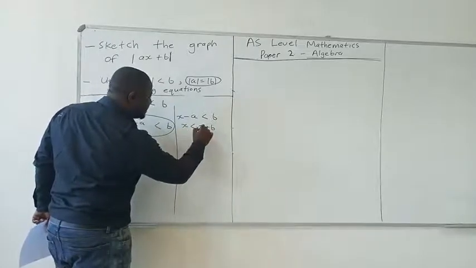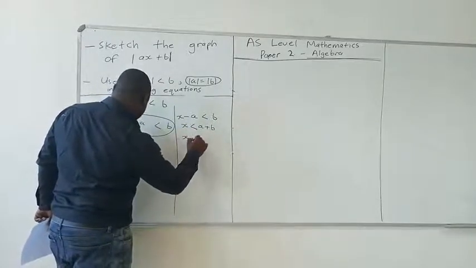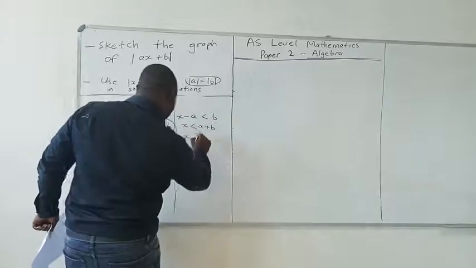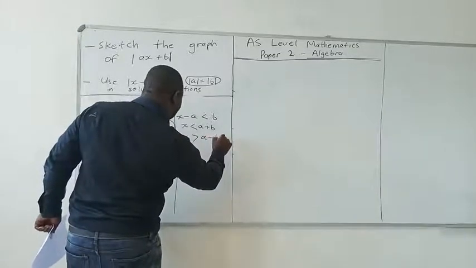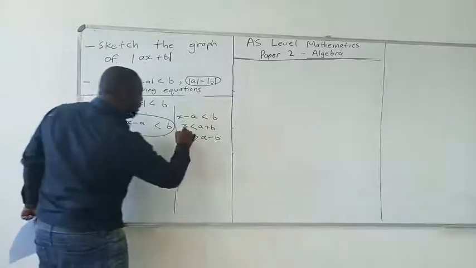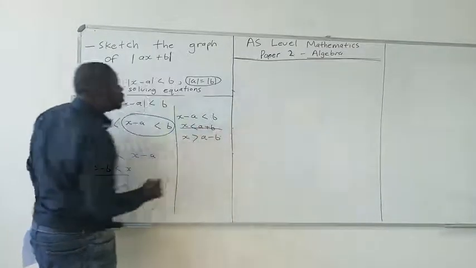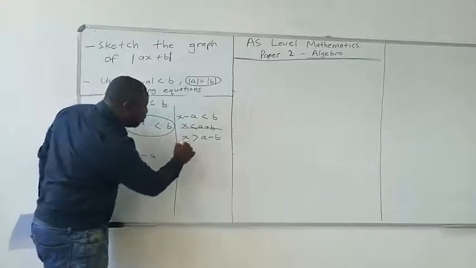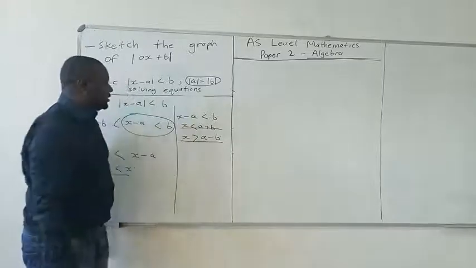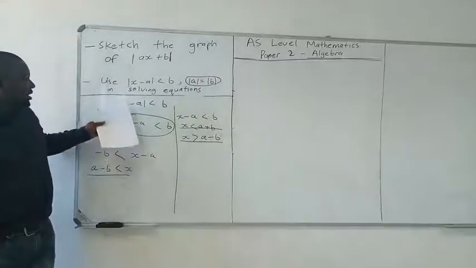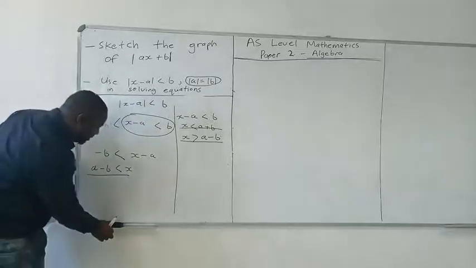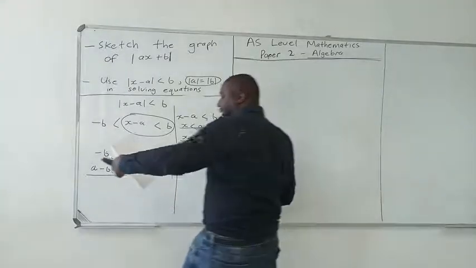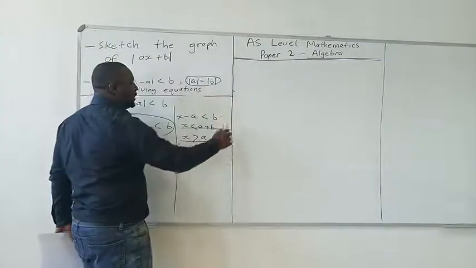So x is less than a plus b, x is greater than a minus b. These two are our solutions, right? So these are our two final answers. This is how we use this relationship. Now, I know it looks a bit complicated, but we want to look at an actual example.